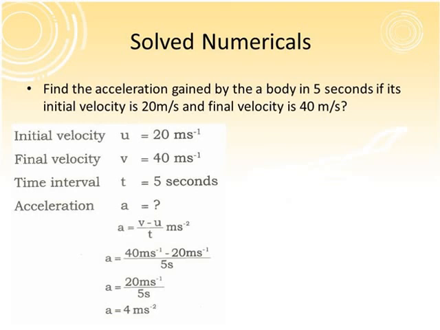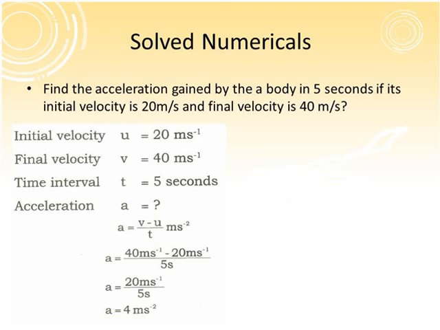If you compare v and u in alphabetic order, the first letter that comes in alphabetic order is u and then v. So u is initial velocity, which comes first, and v is final velocity, which is next. So final minus initial divided by time. If you put the values, acceleration is 40 minus 20 divided by 5, it is the difference of speed, 20 meters per second, divided by 5 seconds. So acceleration is 4 meters per second square. So acceleration of the body is 4 meters per second square.